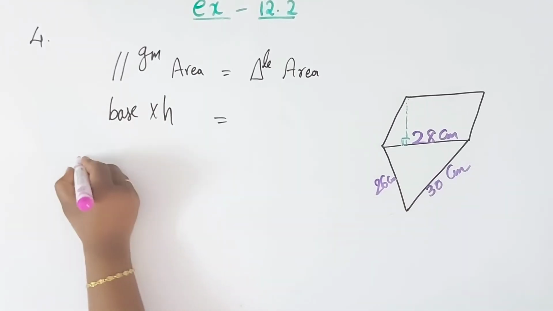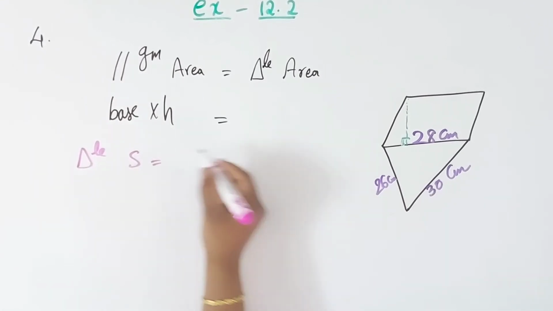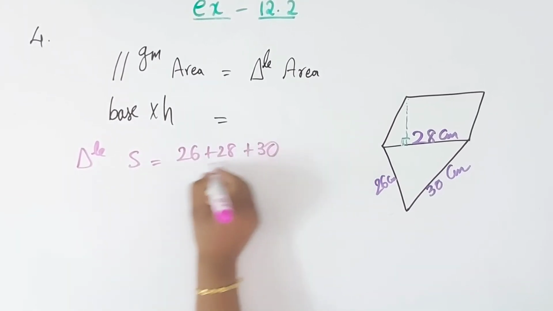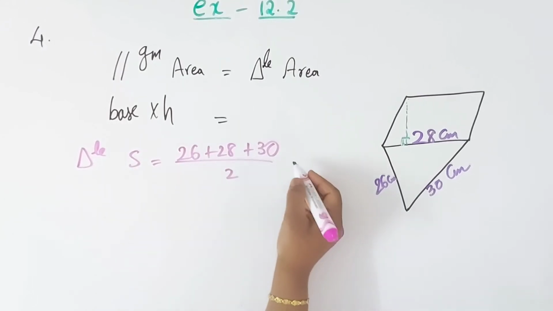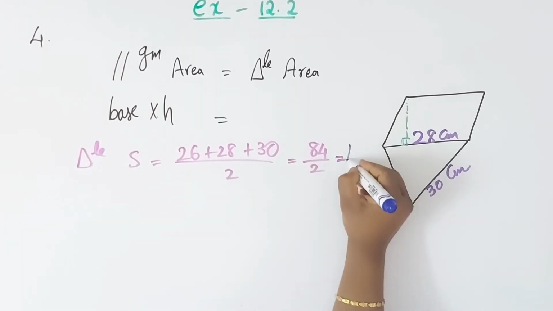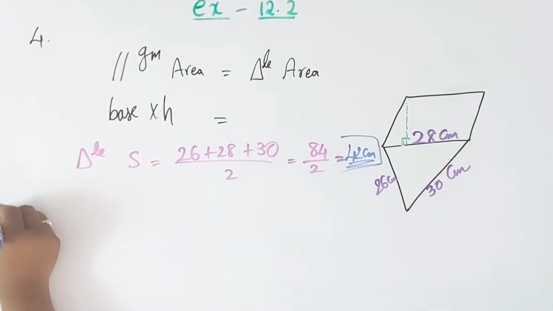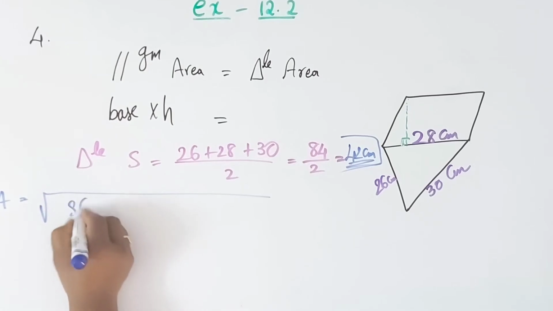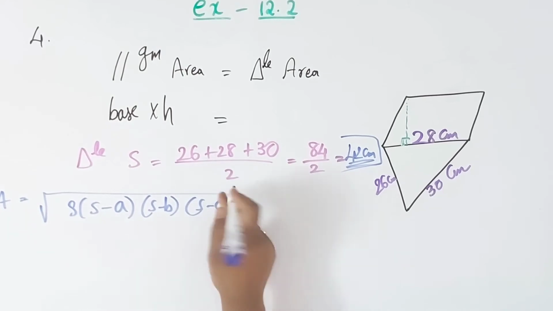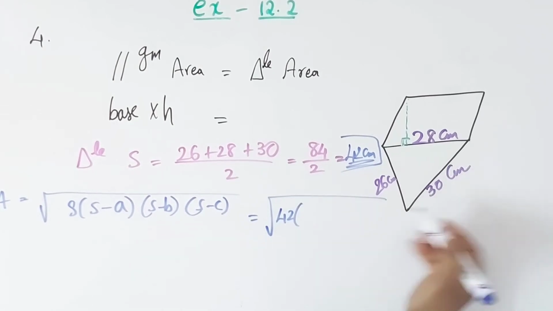For that we need S. So triangle S, semi-perimeter, equals perimeter divided by 2. Perimeter means 3 sides sum, children. 26 plus 28 plus 30 divided by 2, that equals 84 by 2. Therefore S equals 42 centimeters, children. This is S value. Correct? Now we know the formula. Area of a triangle equals root of S into S minus A into S minus B into S minus C. Here we know S value. So root of S, that is 42 into 42 minus 30.